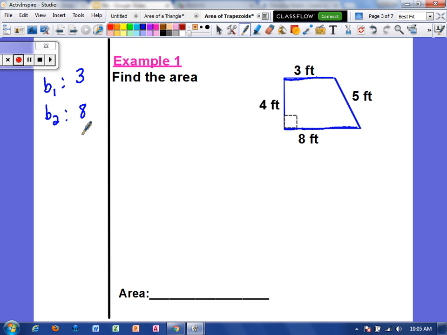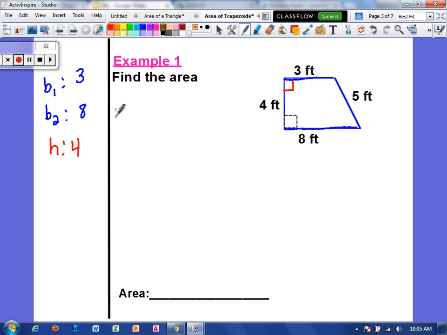It really doesn't matter if you get these mixed up because you're just adding them. So you can add them in any order and you're going to get the same thing. Now the height is perpendicular to the two bases. So as you can see here, this side makes a right angle with that side of 8 and that side of 3. So the height would have to be 4.